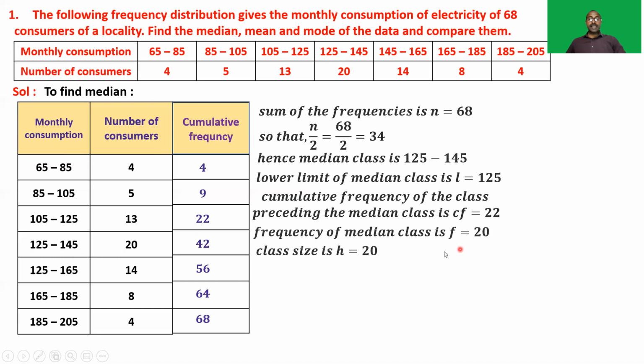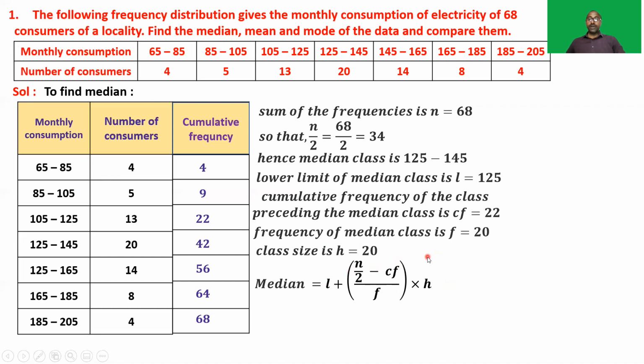And class size H is equal to 20. So 145 minus 125 is 20. Now the median is equal to L plus N by 2 minus CF by F into H. This is the formula to find the median. Okay. So now substitute the values of all the components in this formula.